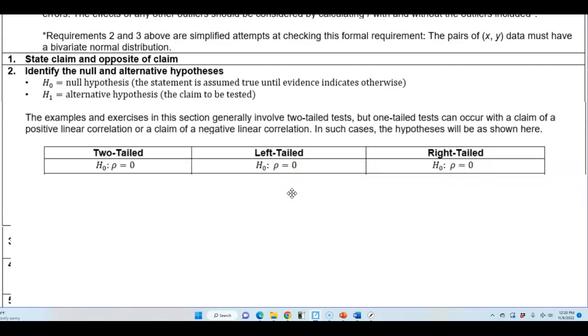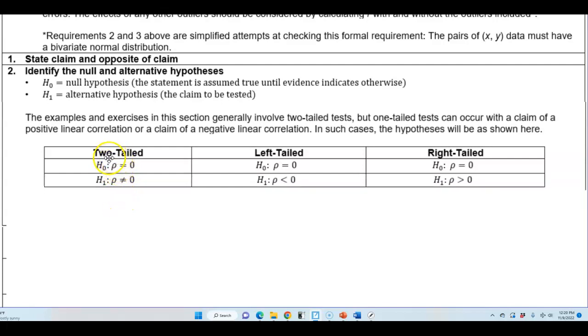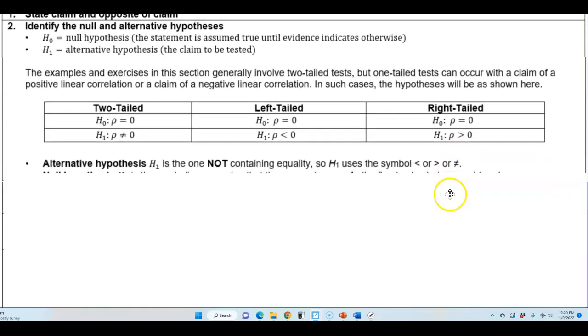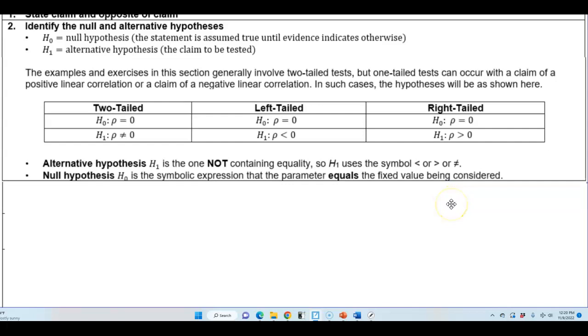So for the two-tailed, left-tailed, and right-tailed tests, we see that rho equals 0 for the null hypothesis. For the alternative hypothesis, for the two-tailed test, rho does not equal 0. For the left-tailed test, the alternative hypothesis is that rho is less than 0. And for the right-tailed test, the alternative hypothesis is that rho is greater than 0. Now recall that the alternative hypothesis is the one not containing equality, so it uses the symbol less than, greater than, or not equal to. And the null hypothesis is the symbolic expression that the parameter equals the fixed value being considered.